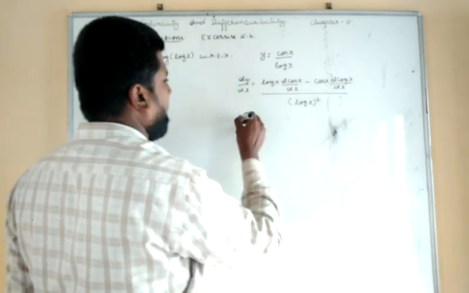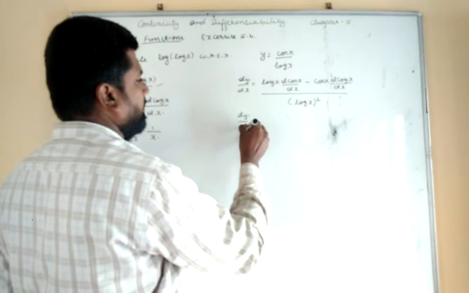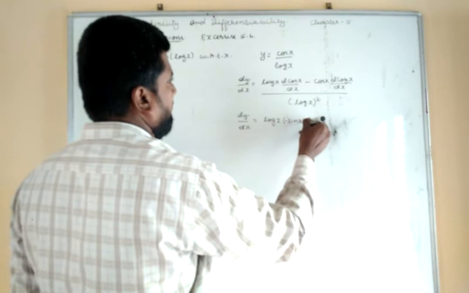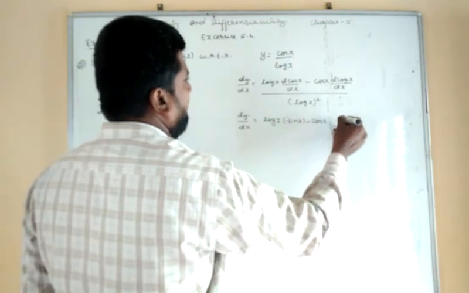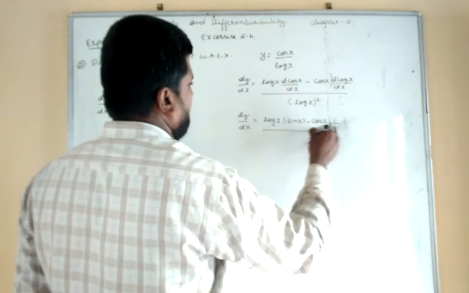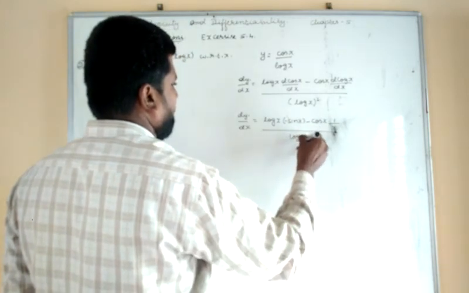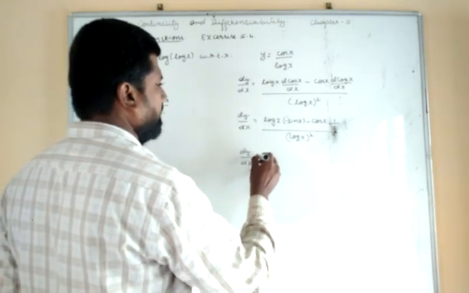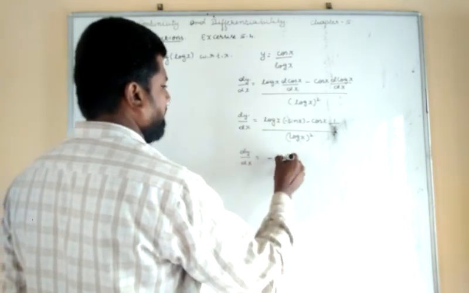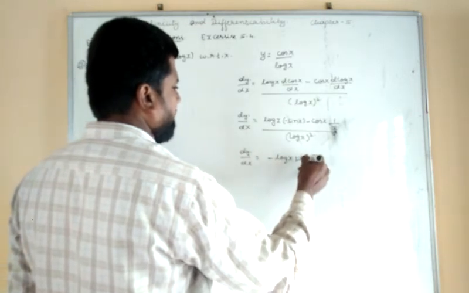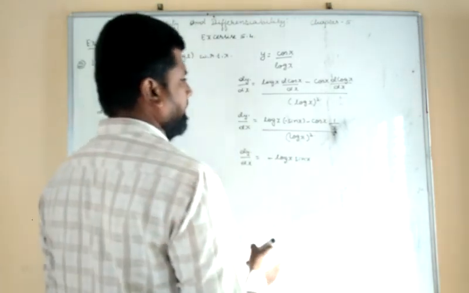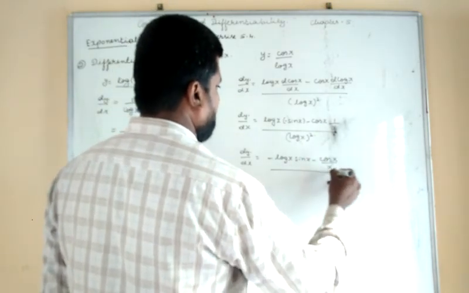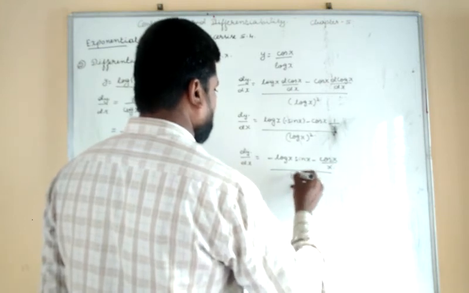Denominator whole square. Then dy by dx is equal to log x into the differentiation of cos x, which is minus sin x, minus cos x into the differentiation of log x, which is 1 by x, by log x whole square. Then dy by dx is equal to minus log x into sin x, I can take LCM in the next step, minus cos x by x, by log x whole square.